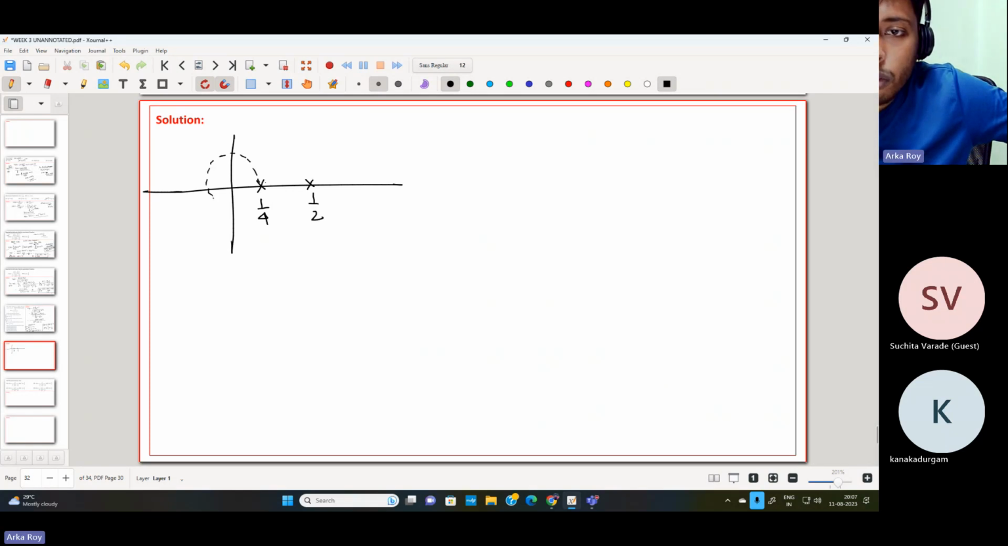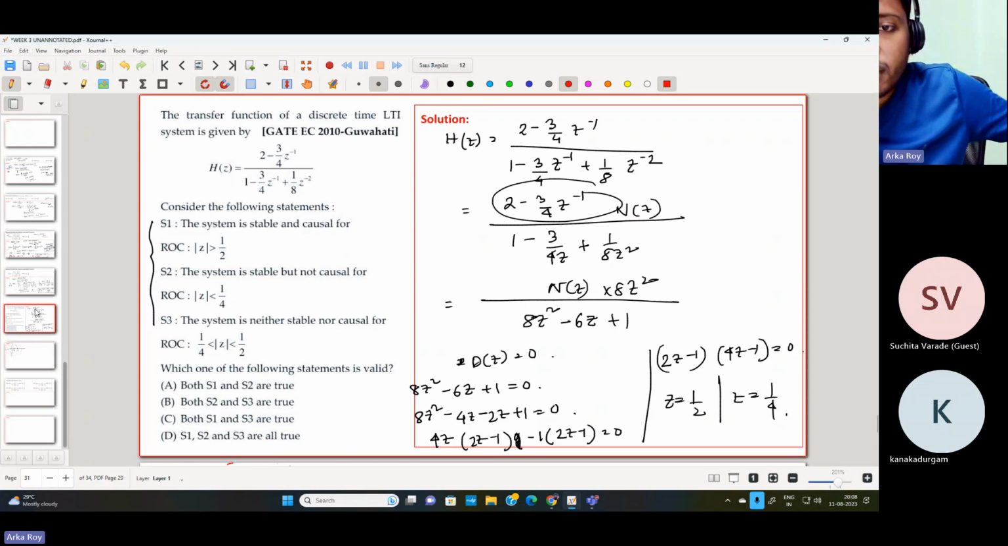So let me just draw the circles. And let us consider the unit circle is this one. This is the unit circle. So I have to read the statements.